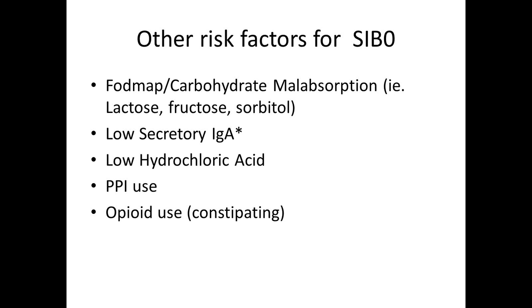So here are some other risk factors for bacterial overgrowth. We'll be talking about FODMAP intolerances in just a little bit. Also, opioid use, which is constipating, may lead to bacterial overgrowth, PPI use as mentioned, and some of the low innate protective qualities of the gut.